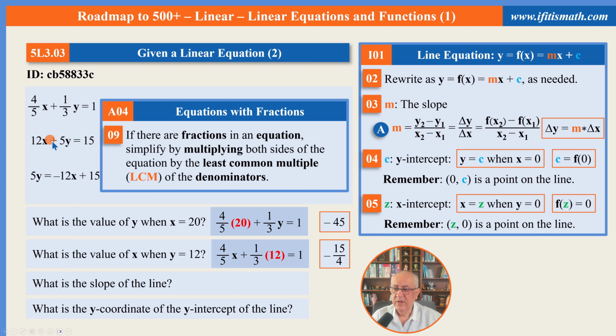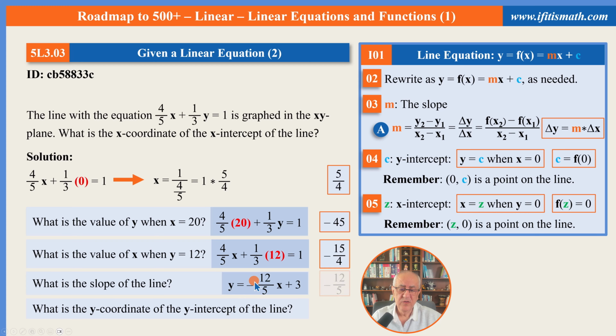It looks so beautiful. I take this 12x to the other side. Now I have negative 12x plus 15. And after that, I divide both sides by 5. I end up with this equation here. All right? And out of this equation, this is my slope, straightforward. So it's going to be negative 12 over 5. Now, the next question, I can solve it based on this. If I did the headache of converting this form into this form, I pick up 3 directly.